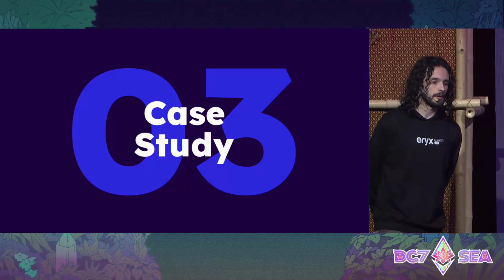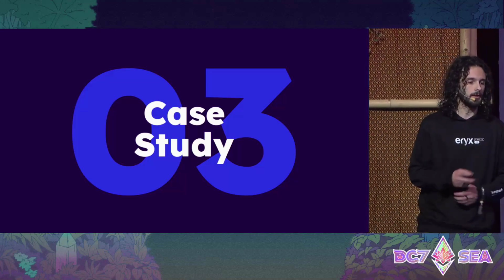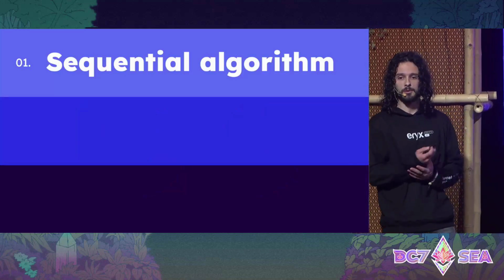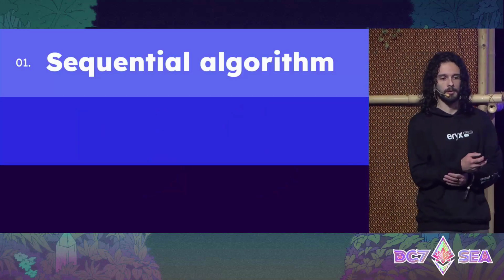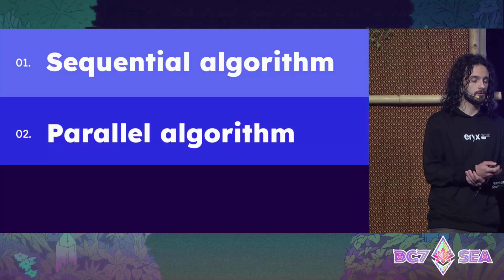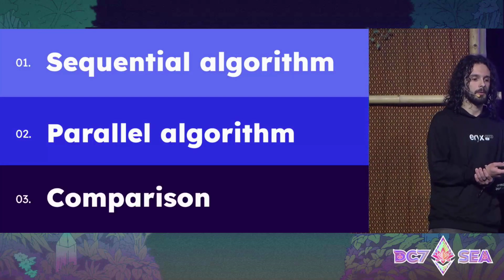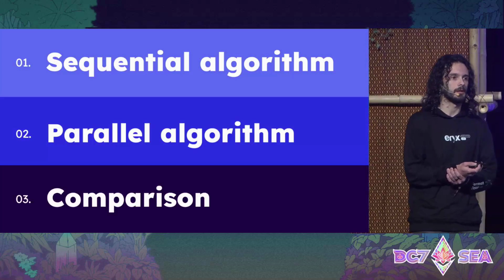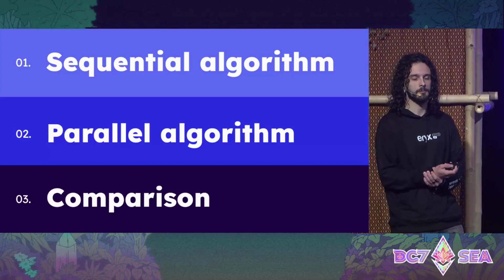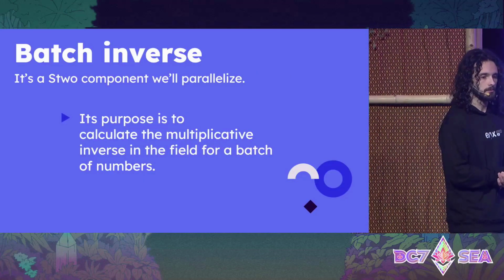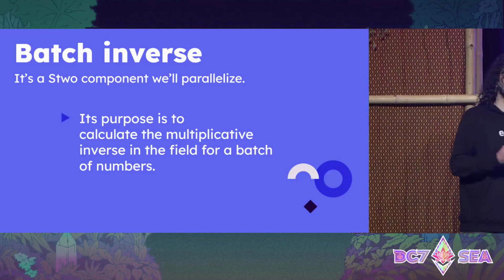Okay, so for a real-life case study of this being applied, we're going to review first a sequential algorithm, which is a component of the ZK-SNARK prover. Then we're going to make it parallel, and then we're going to compare both of them to see how they fare in terms of performance. So batch inverse is the name of the game. It's a component of the circle STARK prover.